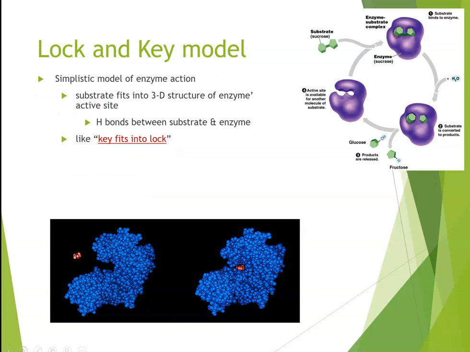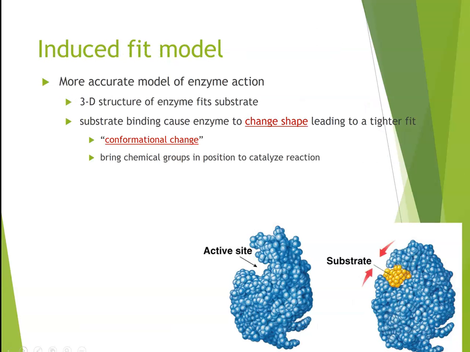The lock and key model is a simplistic model of enzyme action. The substrate fits into the three-dimensional location of the active site. That molecule would fit in there. There would be hydrogen bonds that occur between the substrate and the enzyme in this active site, and it acts like a lock and key where the shapes have to match, or else the enzyme is not going to catalyze that particular substrate.